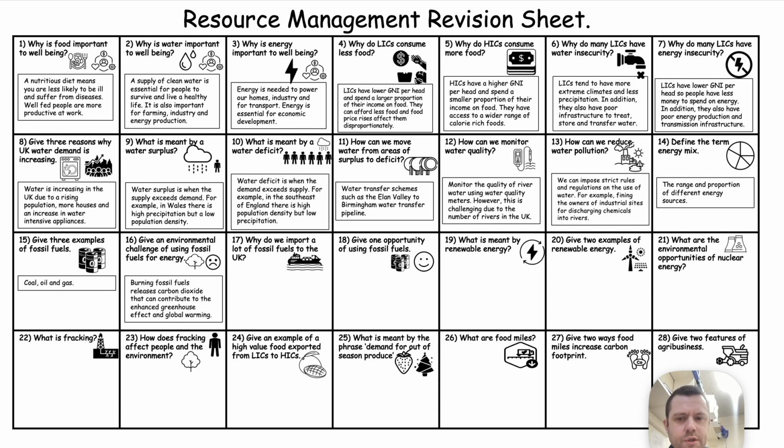Why do we import a lot of fossil fuels to the UK? Our reserves are naturally decreasing because we have used a lot of them, and it is often cheaper to import fossil fuels from other countries. An example we could use is coal. The UK has a lot of coal under the ground, but it's quite challenging to extract, and a lot of coal mines have been closed. So we import coal if needed, or other fossil fuels, from other countries.